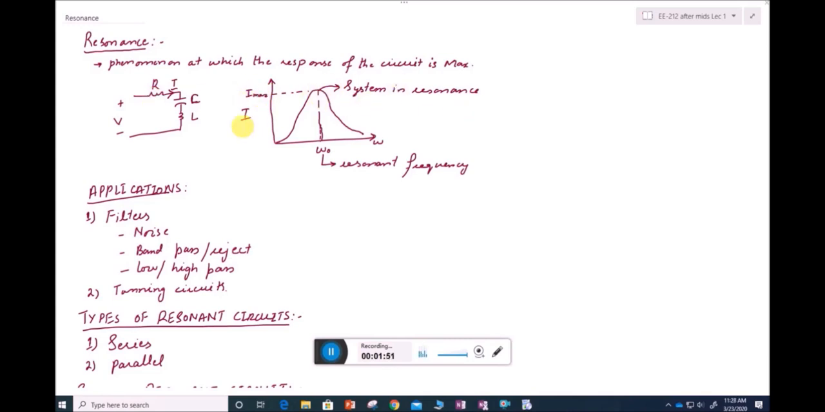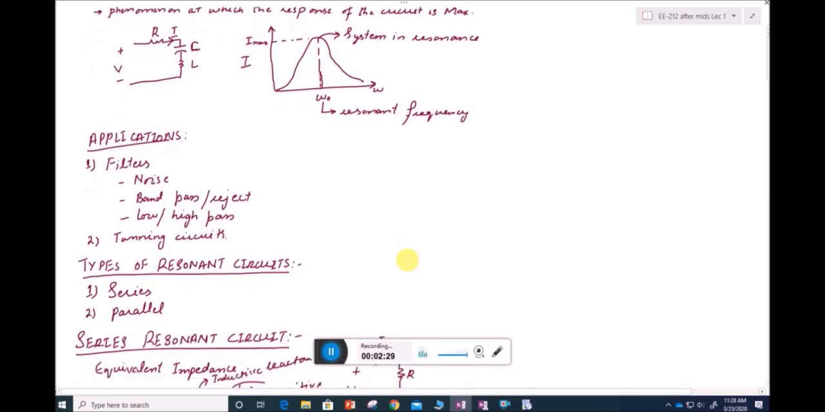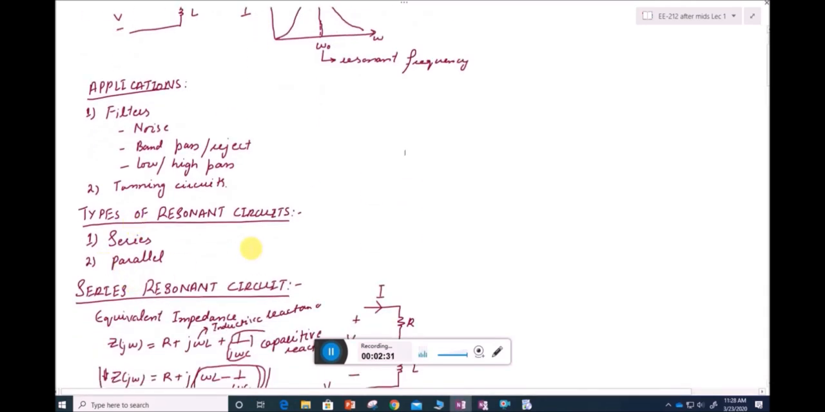This phenomenon is used in many applications, and there are different types of filters that we design. Very commonly used filters are noise cancellation filters, then there are band pass and reject filters, then there are low pass and high pass filters. The tuning circuits that are used in radios and television to change the channels, we are working on the phenomenon of resonance. Basically there are two types of resonance circuits, series resonance circuit and parallel resonance circuit. So I'm going to start with the series resonance circuit.